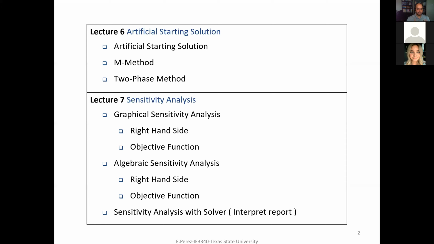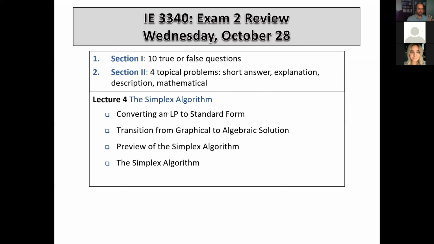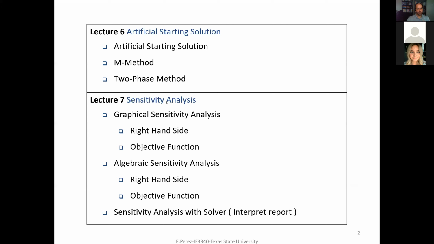But that's the idea. So in terms of the exam material, you have lecture 4, which is the simplex algorithm. You have the artificial starting solution, the big M method, and the two-phase method. And then you have the sensitivity analysis. For the sensitivity analysis, I want you to focus on using the report of the sensitivity analysis, like the report generated by Excel, and then use that information to answer questions. So interpret the report, which is what I have here at the end.